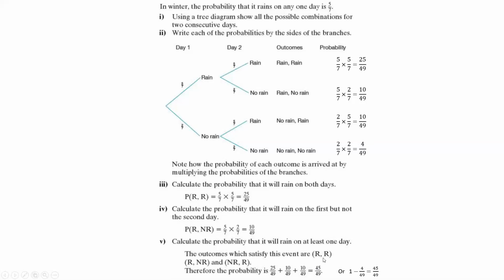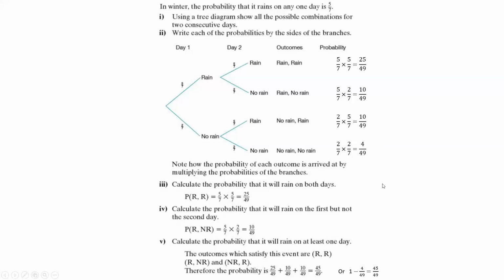Another way is you can think of it as we don't want both days no rain, right? Because we only consider 2 days. So at least one day is raining means we don't want both days no raining, right? We don't want it. So you can use 1 minus the probability of both days not raining. Then you also get 45 over 49. It's the same answer as this. So this is another way of calculating this kind of question, right?